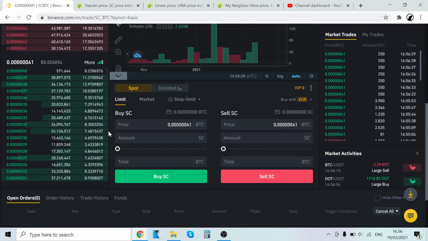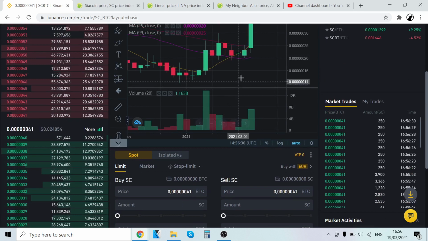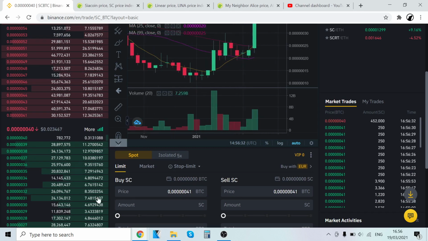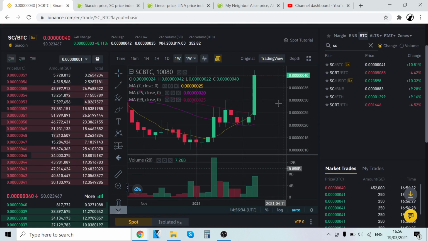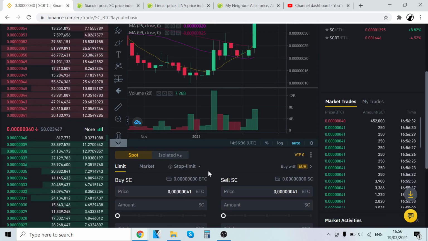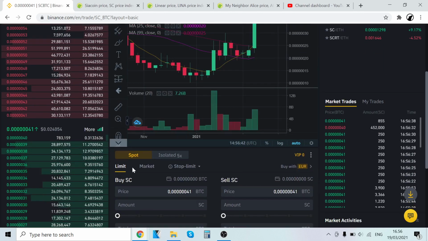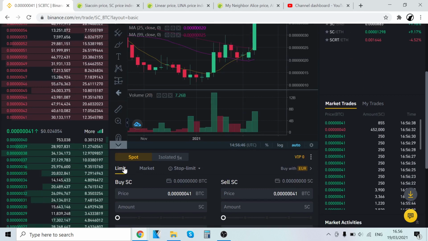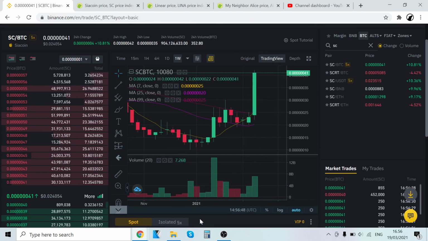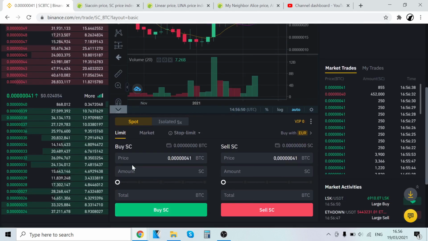Limit means that if the price, for example, now these people think here that the price is going to go down, so they have put their buy order there, so it will execute as soon as the price drops. But the thing with limit orders is that if the price is not met, then your buy order won't go through.